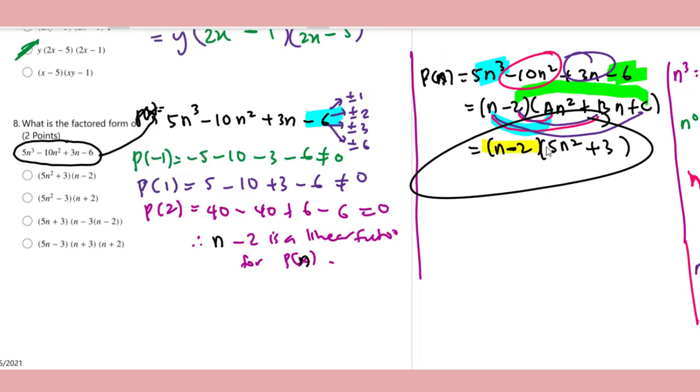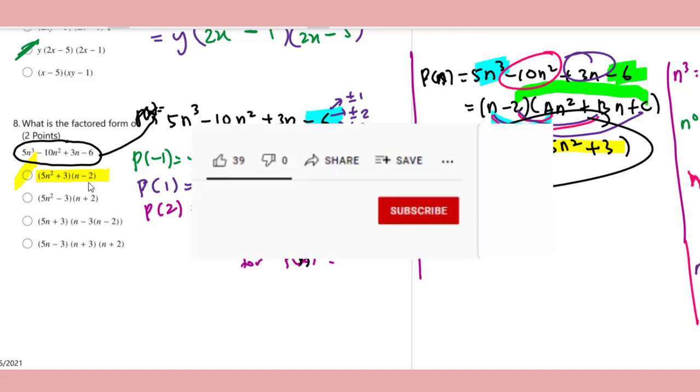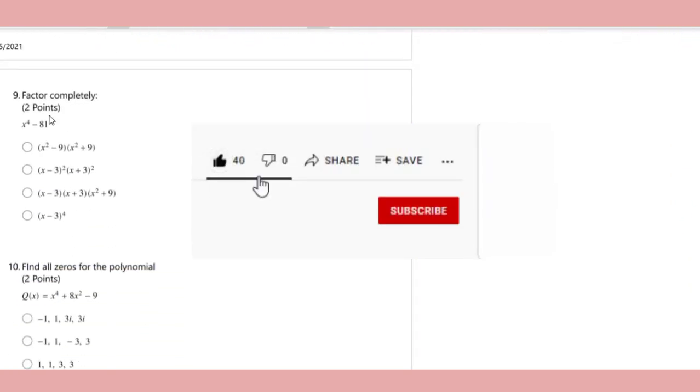So the answer is n minus 2 times 5n squared plus 3. I think this one. Okay, the answer is 1.